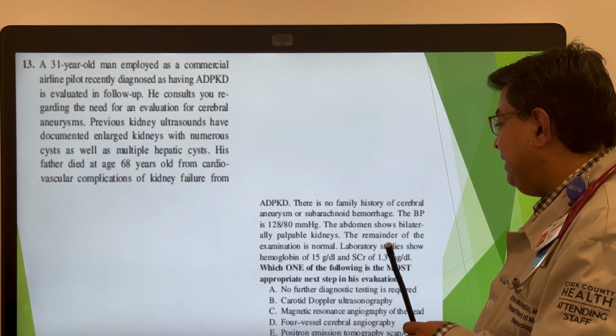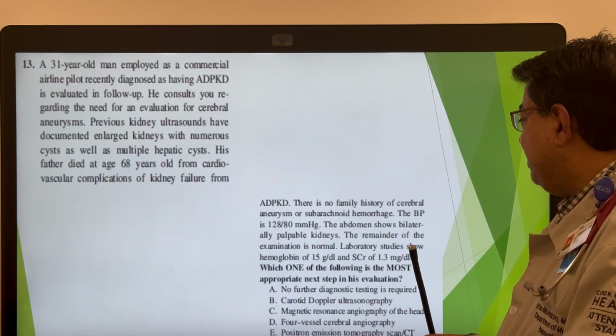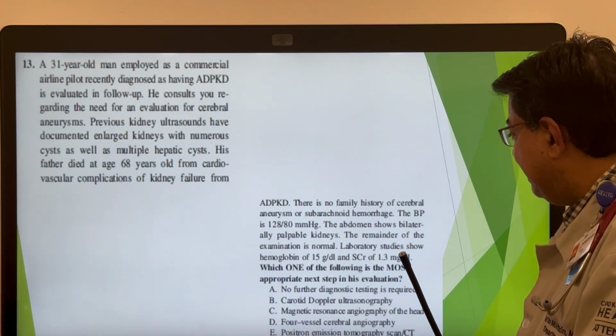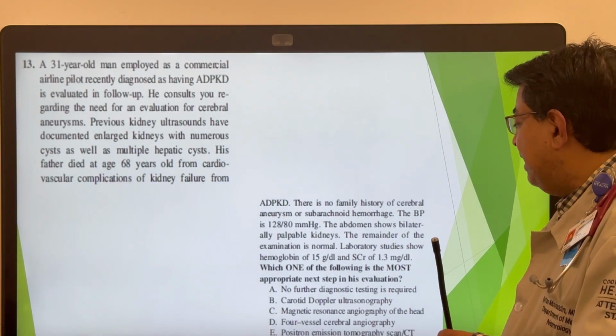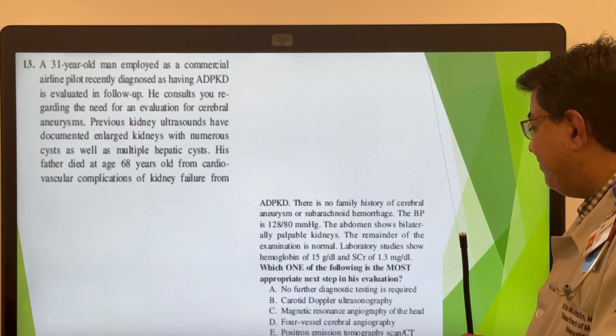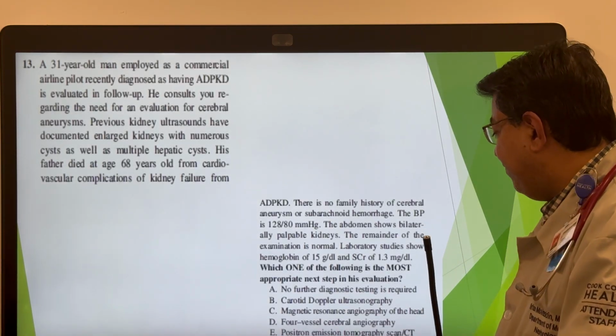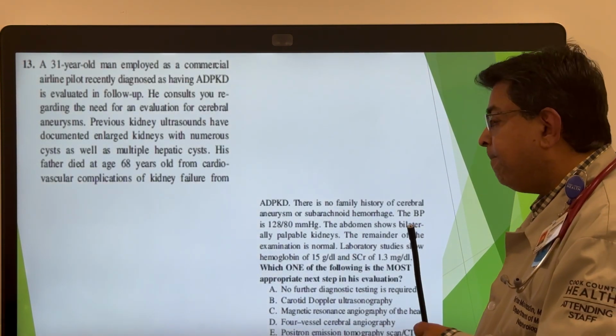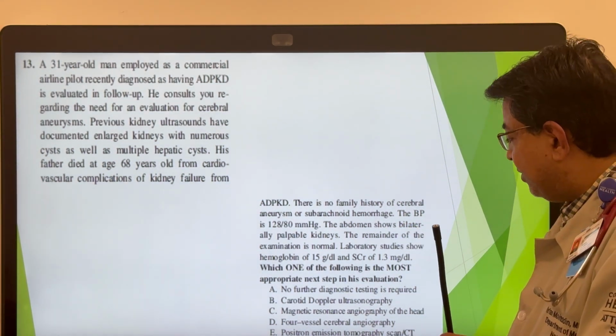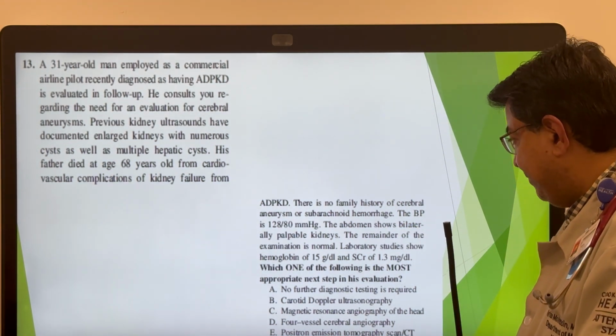Blood pressure is 128/80. The abdomen shows bilaterally palpable kidneys. The remainder of the exam is normal. Laboratory studies show hemoglobin of 15 and serum creatinine of 1.3 milligrams per deciliter. Which one of the following is the most appropriate next step in his evaluation?